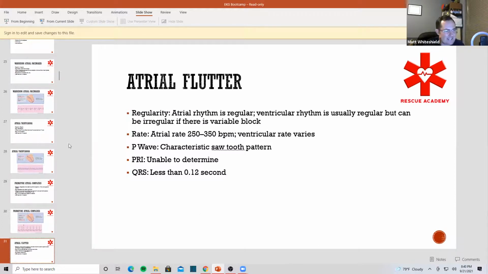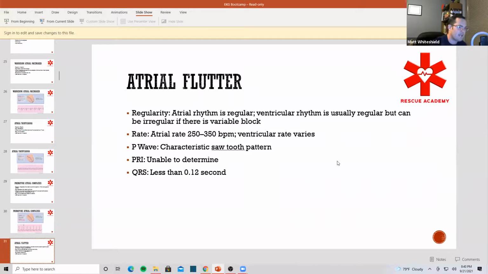Now look how fast this atrial rate is, 250 to 300 beats per minute. The ventricular rate is going to be more like a normal looking ventricular rate. Now this P wave is characteristic of a sawtooth pattern. Some tests that you take might say picket fence. Don't always try to be keen on these buzzwords like sawtooth or picket fence. What we're looking for is a faster atrial rate than what the ventricles are giving us.